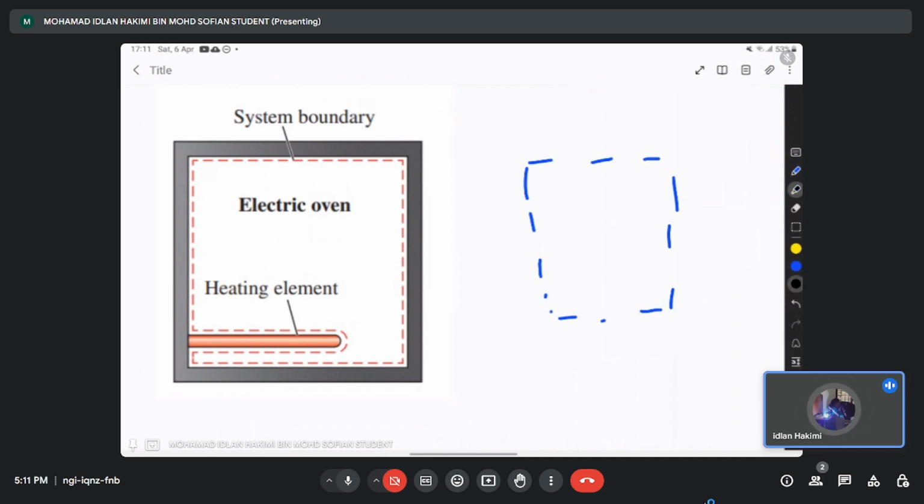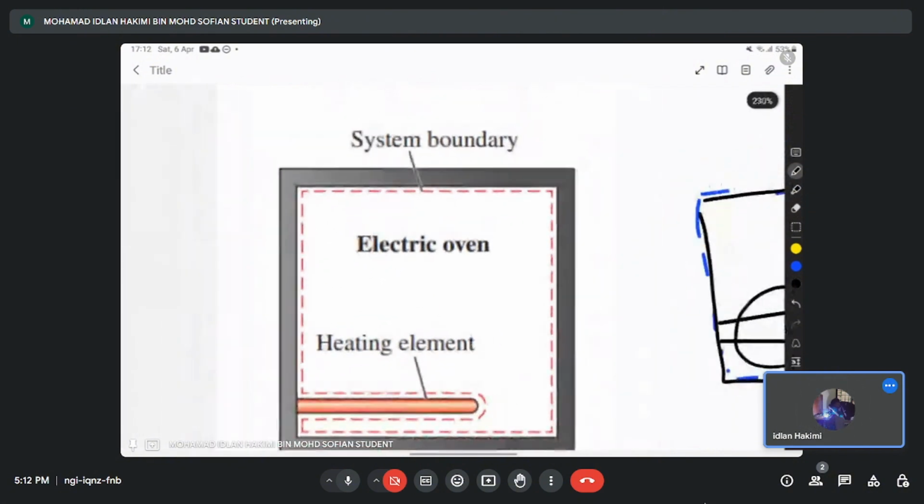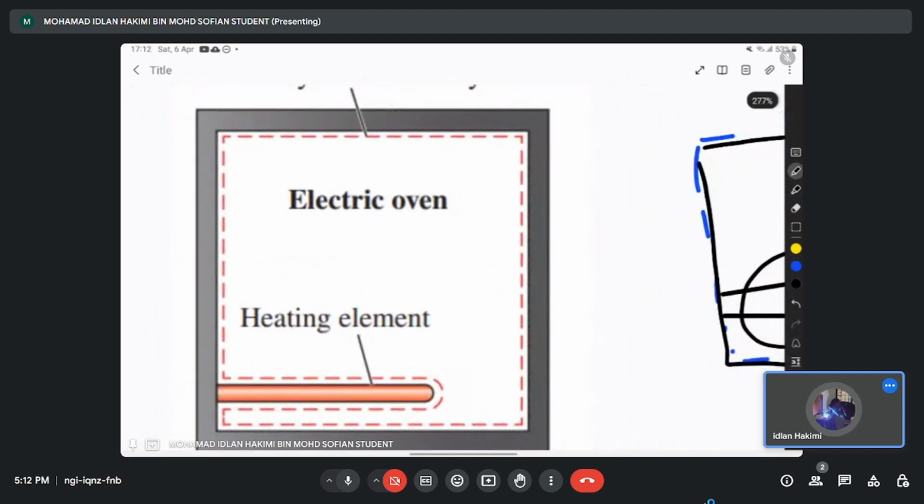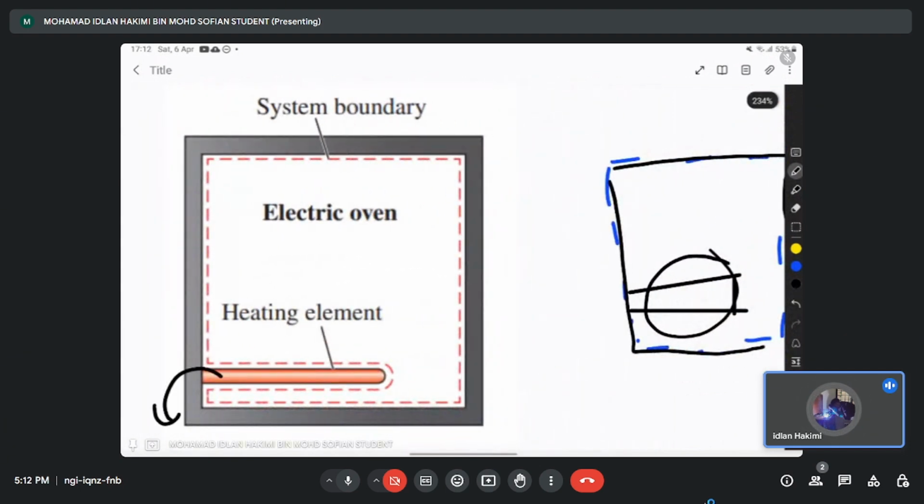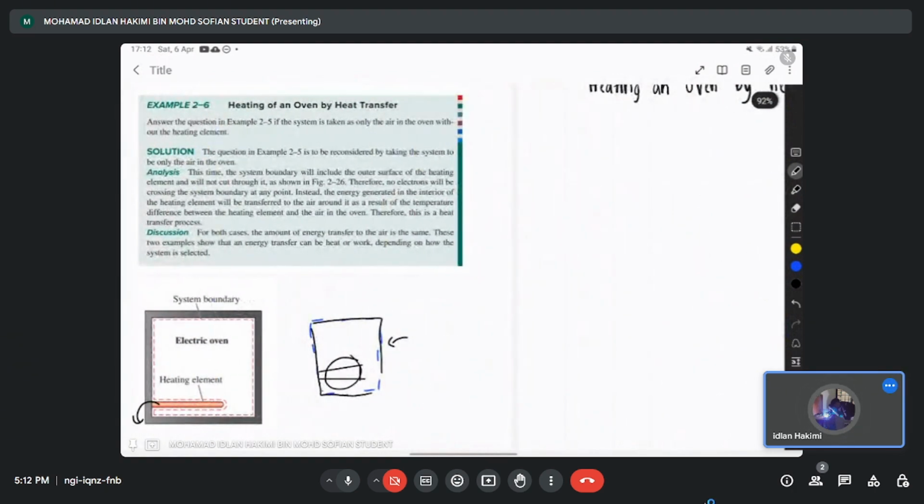In 2.5 the heating elements are in the oven. So this is the system boundary. Here, the heating element is outside the system. The basic form of the equation is to be completely reconsidered by taking the system to be only the air in the oven.